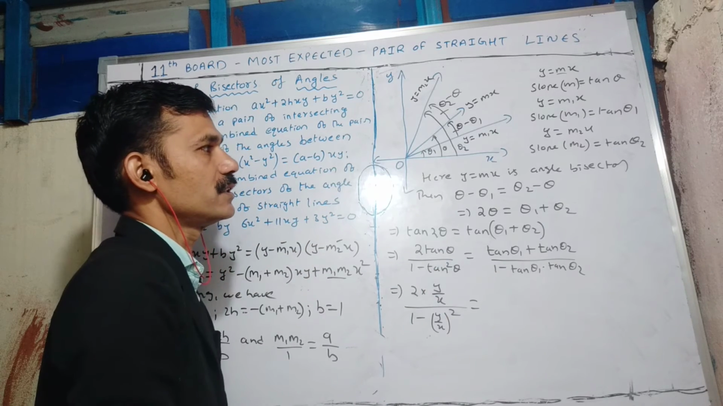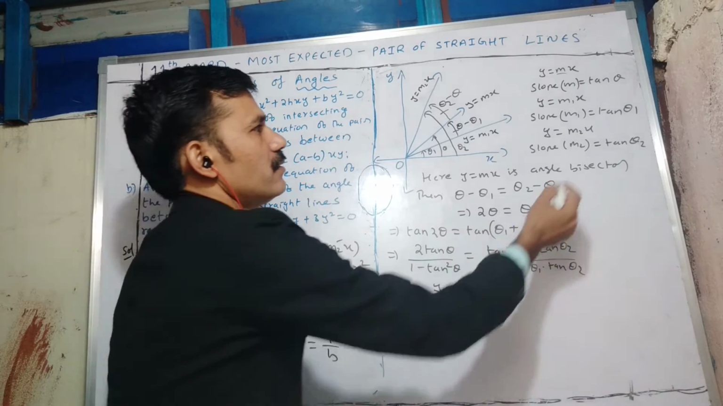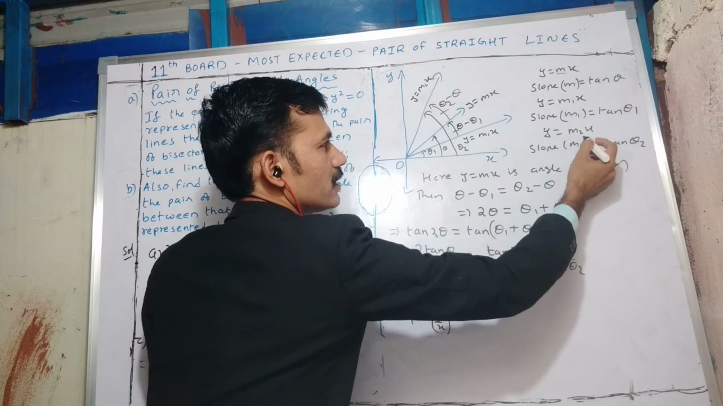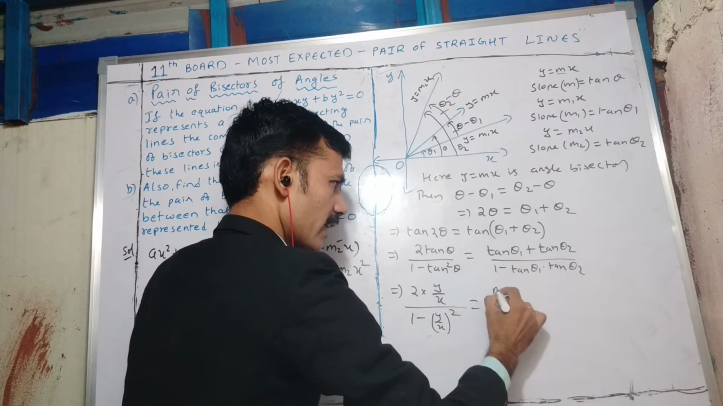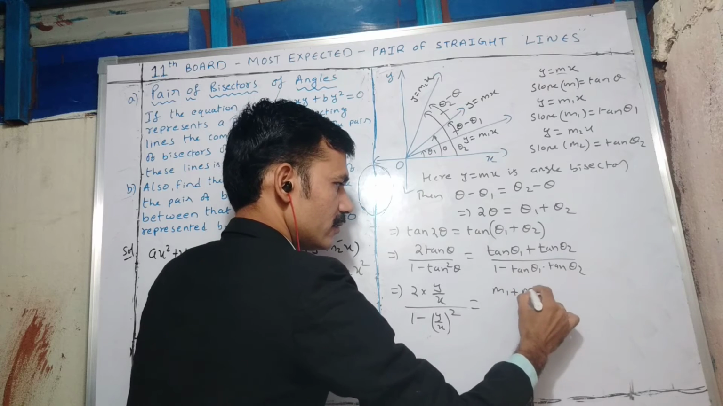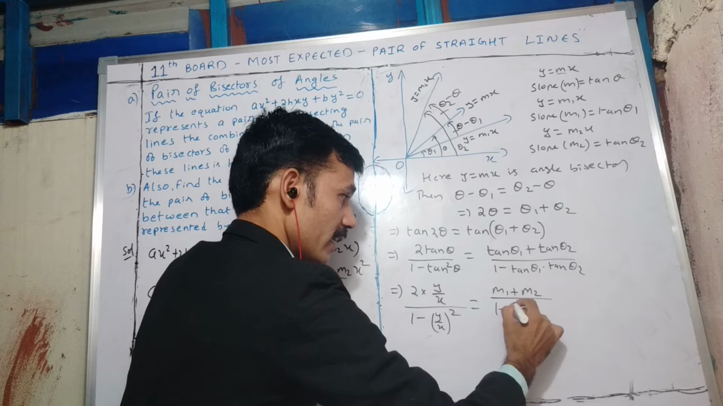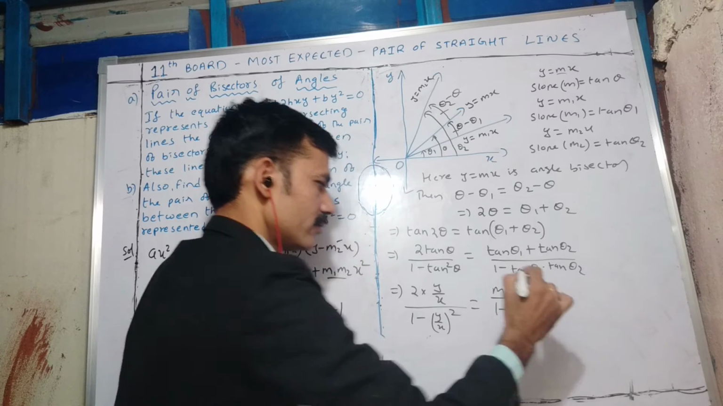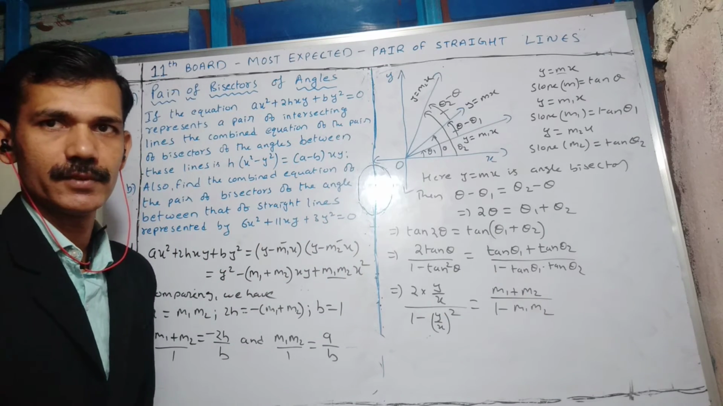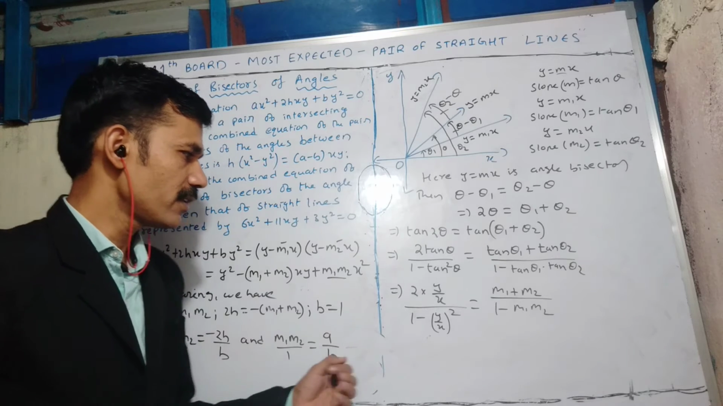Tan theta 1, you see, tan theta 1 is nothing but m1, no? So we can write m1 plus m2 upon 1 minus m1 into m2. Now we have to simplify and get the answer.